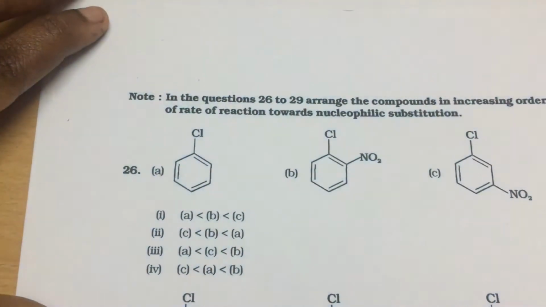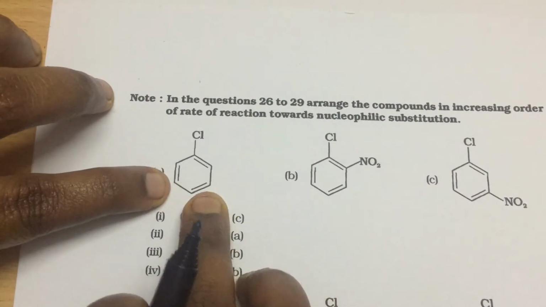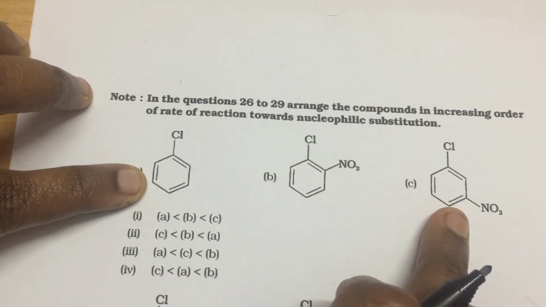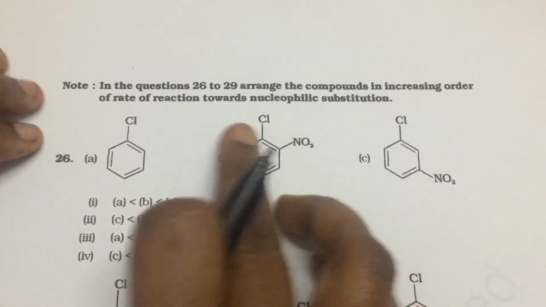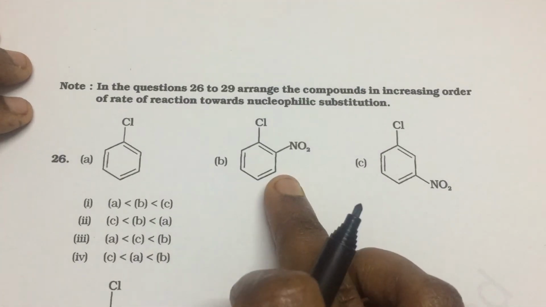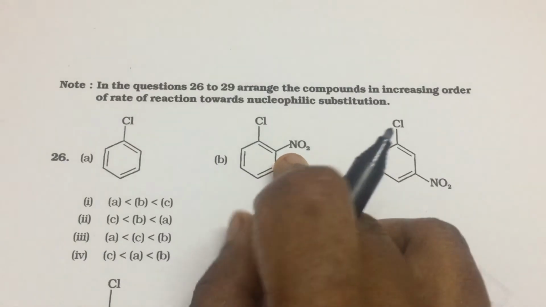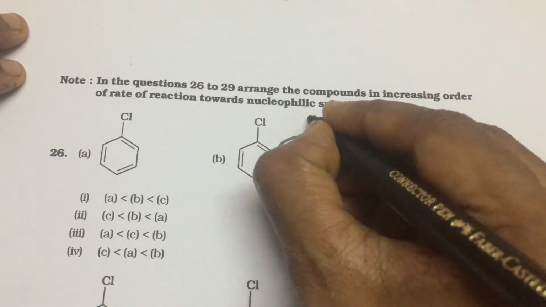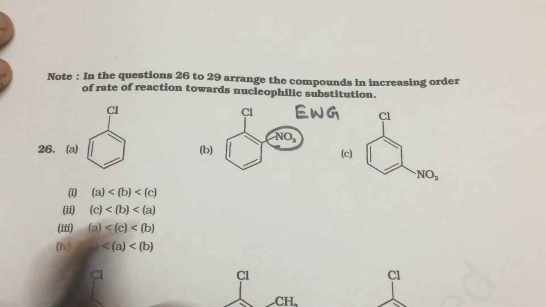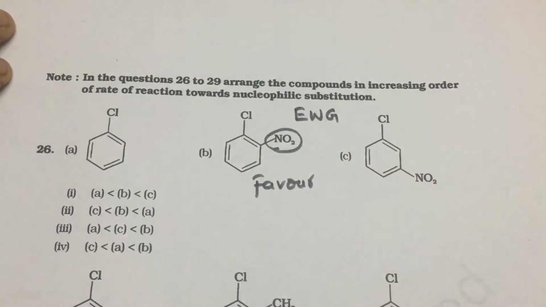First of all, for the first question, we have to compare the unsubstituted chlorobenzene, the ortho-nitro-chlorobenzene and meta-nitro-chlorobenzene. This is the increasing order of the rate of the reaction. Ortho-nitro-chlorobenzene: what kind of group is it? It is an electron withdrawing group. Will it favor or disfavor this particular mechanism? It will favor, and that too in the ortho position.